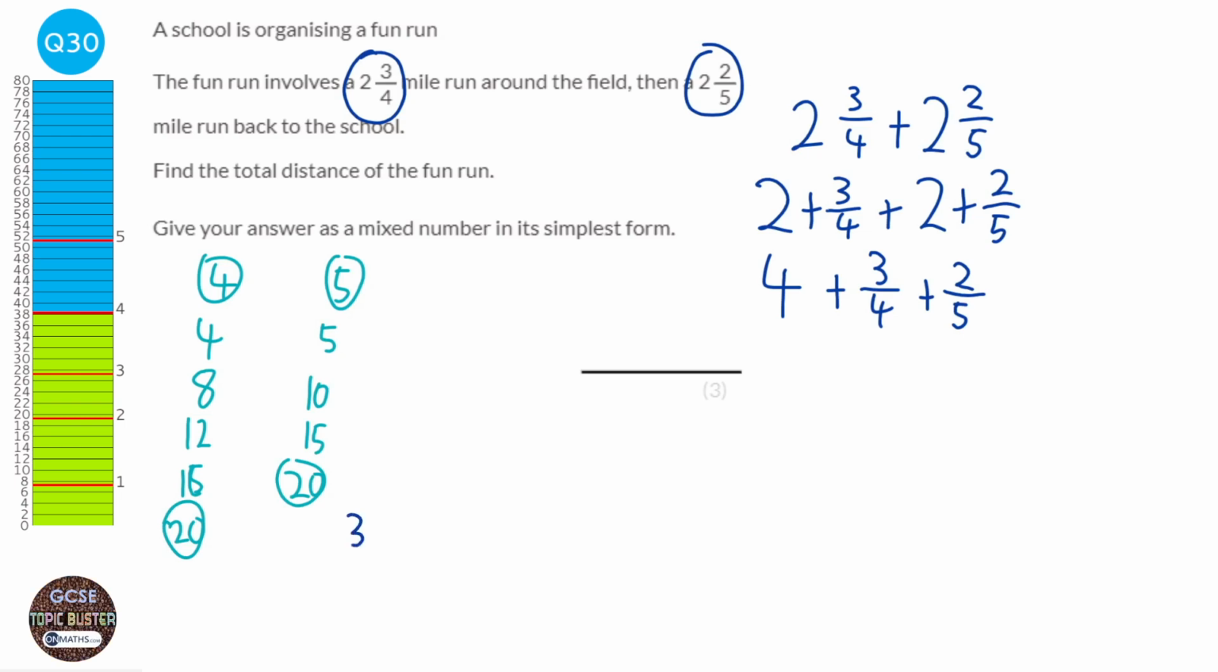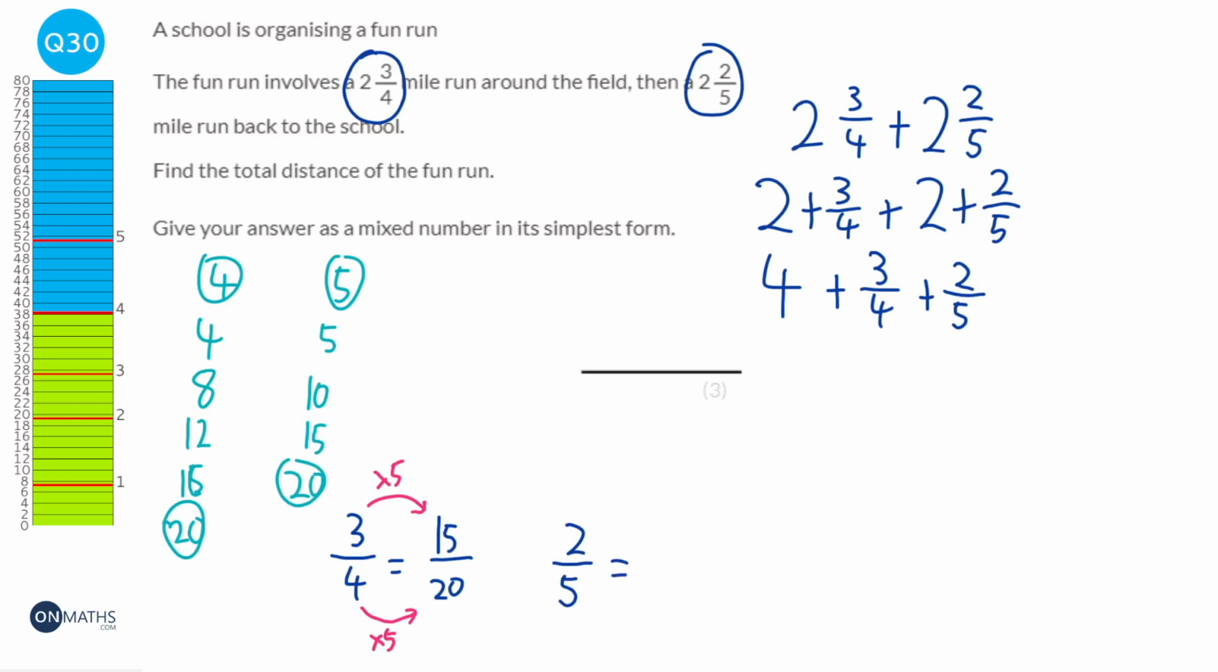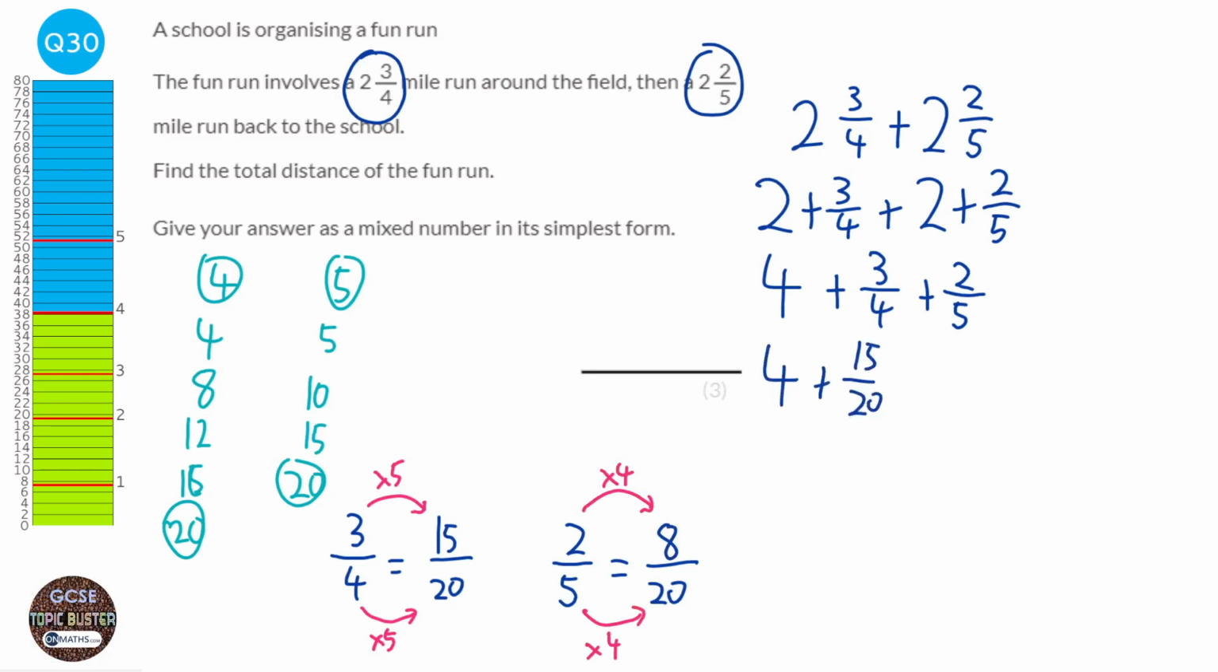Now for 3/4, to get the bottom to equal 20, we need to times the 4 by 5. And whatever you do to the bottom, you've got to do to the top, so times that by 5 as well, which will be 15. And for 2/5, we'll get that bottom to 20, so we times that by 4. And so we times the top by 4 as well to make it 8. So it's going to be 15 over 20 plus 8 over 20.